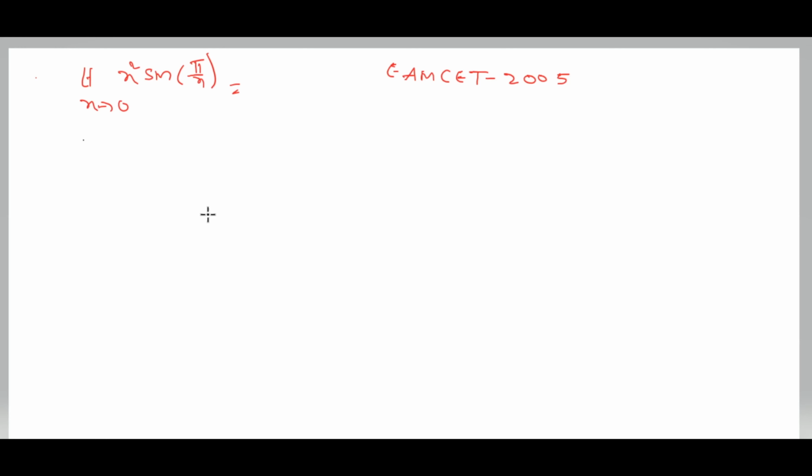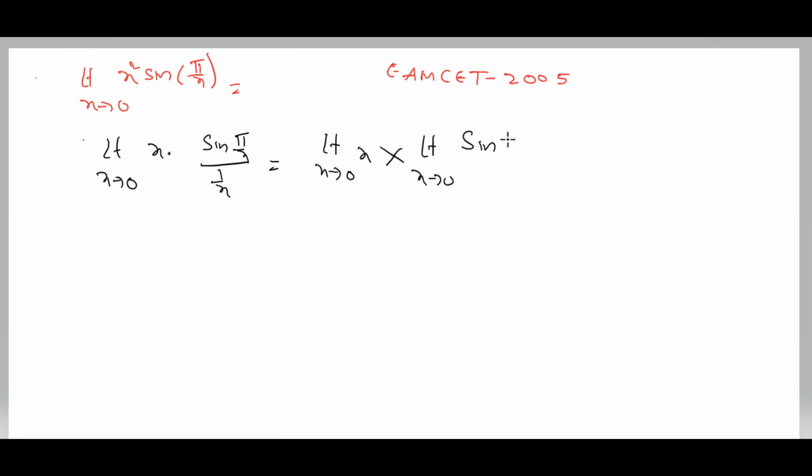Friends, this problem is from MSET 2005. Here is given limit x tends to 0 x square into sin pi by x. So this is equal to limit x tends to 0 x into sin pi by x by 1 by x. This is equal to limit x tends to 0 x into limit x tends to 0 sin pi by x by 1 by x. Limit x tends to 0 x, this value is 0, into limit x tends to 0 sin pi by x by 1 by x, that value is pi, that is equal to 0 into pi is 0.